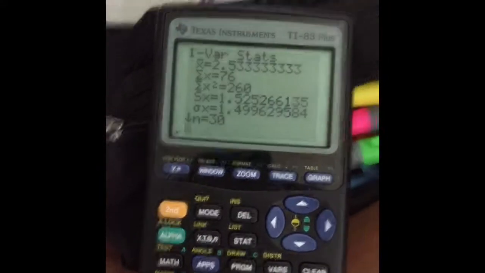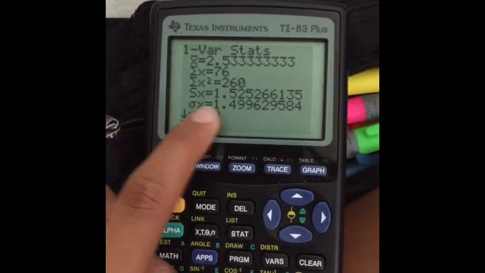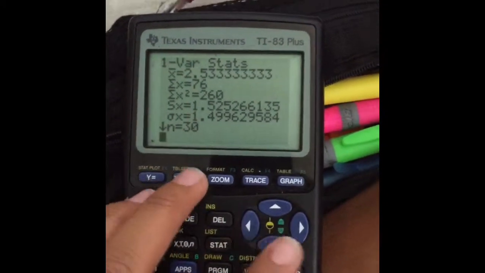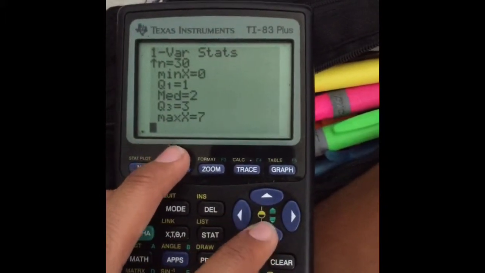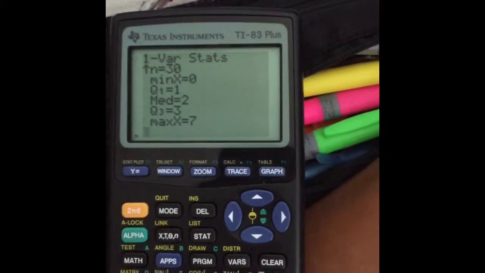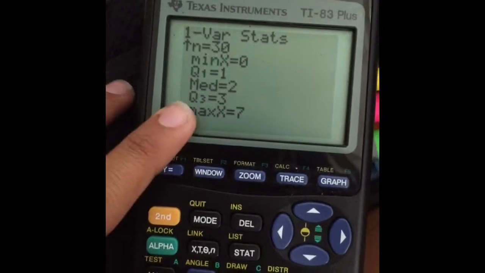So the mean is 2.53, the one with the x-bar. The standard deviation is the one with the little sigma x, which is 1.5. And then the median is 2. And the 5-number summary is right here: 0, 1, 2, 3, 7. What magic can calculators do? It's great. And then, okay, the IQR is Q3 minus Q1. And Q3 is right here, and Q1's right here. So 3 minus 1, and you get 2.